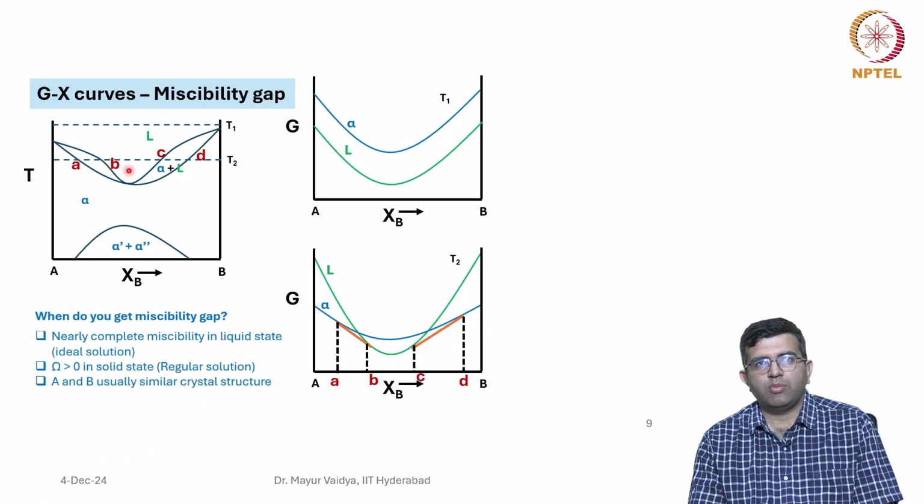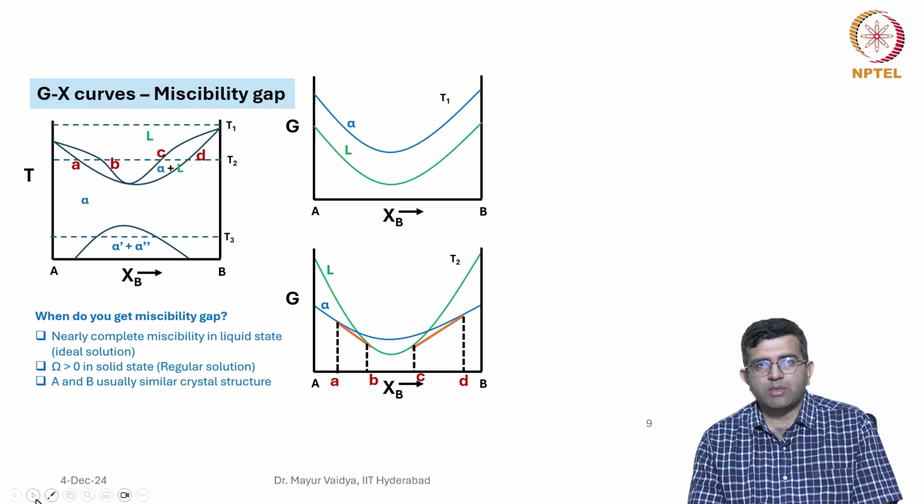So, these are the A, B, C, D reflected here. You can see up to A there is only single phase alpha, then again between B and C, if you notice, single phase liquid is stable. So, there is always a one-to-one relation between the phase diagram and the free energy curves.